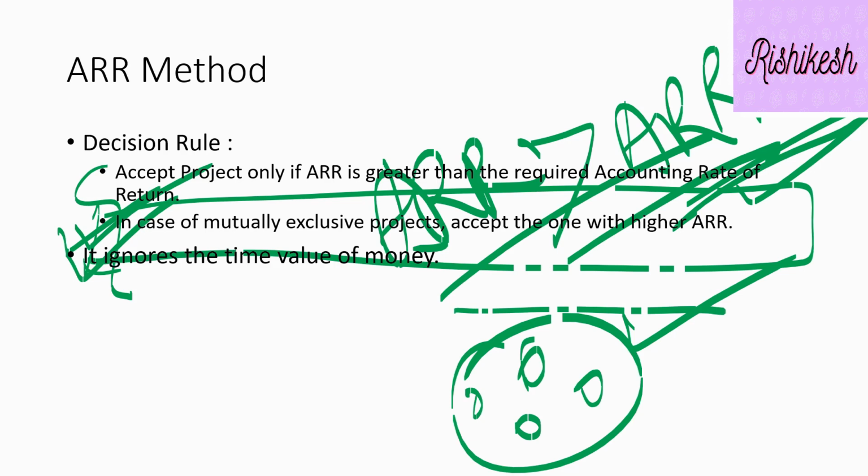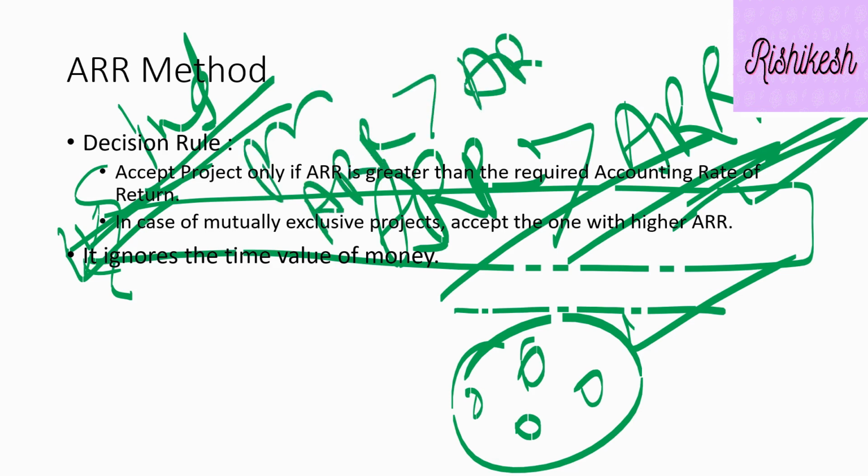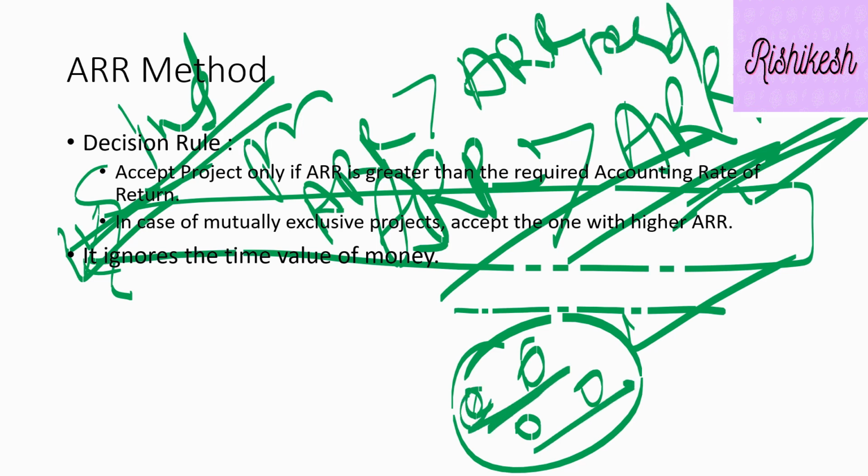So in case of an independent project, you will be given a project, you will calculate the ARR, and if this ARR is greater than the required ARR given there, you accept the project. But in case of mutually exclusive projects, you compare all the ARRs calculated for the different projects, and whichever has the higher ARR, you will end up accepting that project.